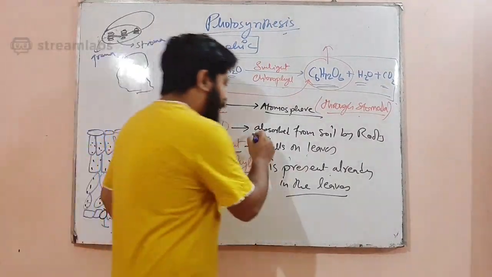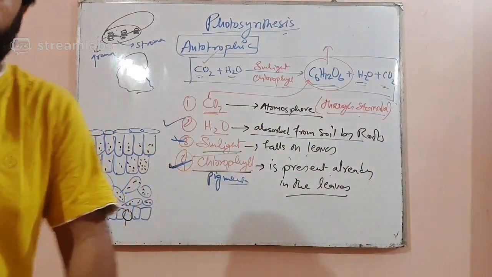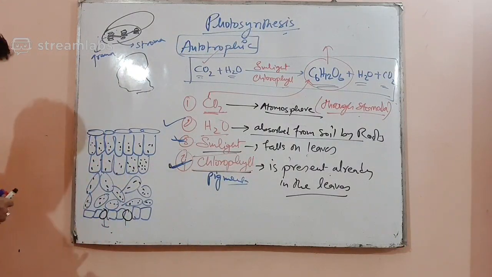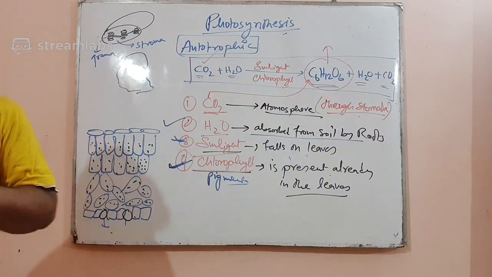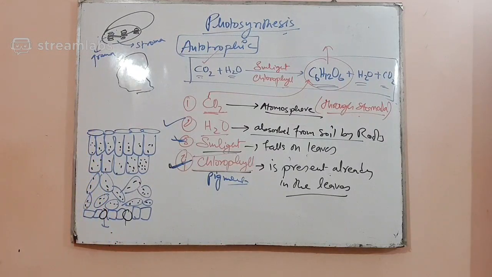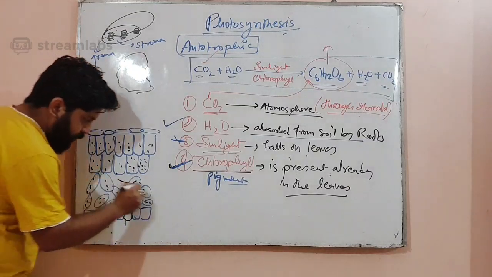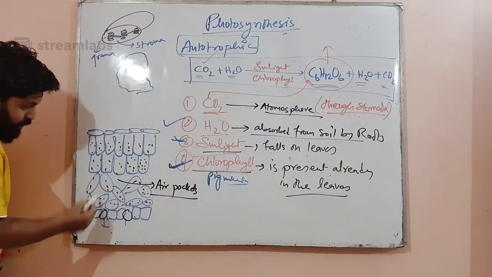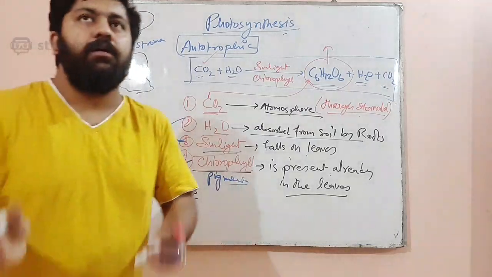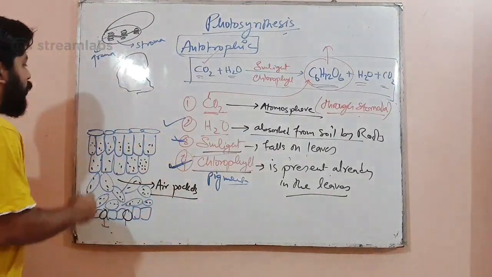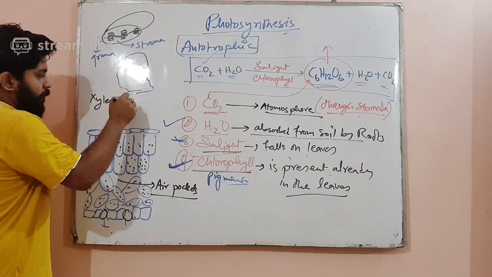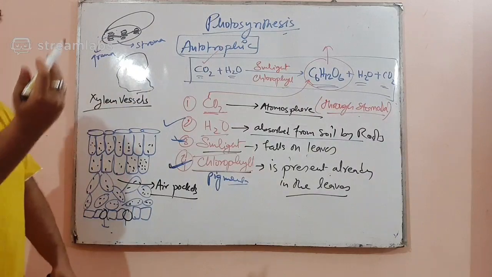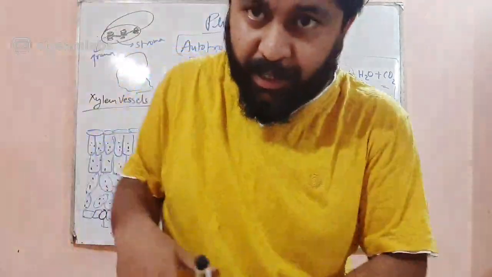H2O is absorbed from the soil by the roots. So how does H2O come in? Now you have seen that here are water vapors. Now listen to this part very carefully, because this is a really important part. Here you see that there are air pockets or air spaces. Now you know that from the roots, the xylem vessels go up, and there is a pull.